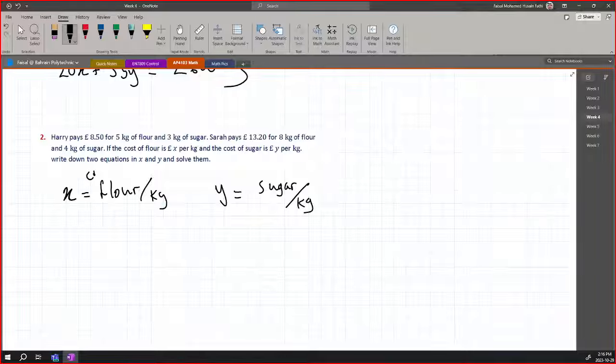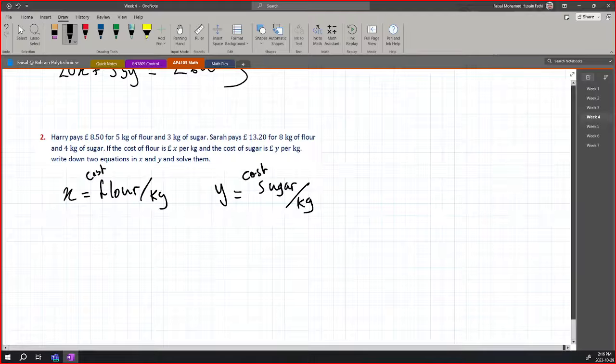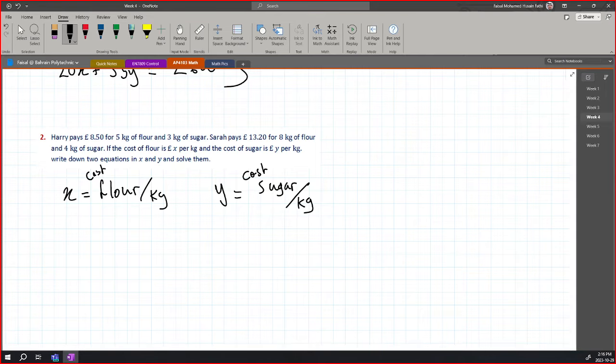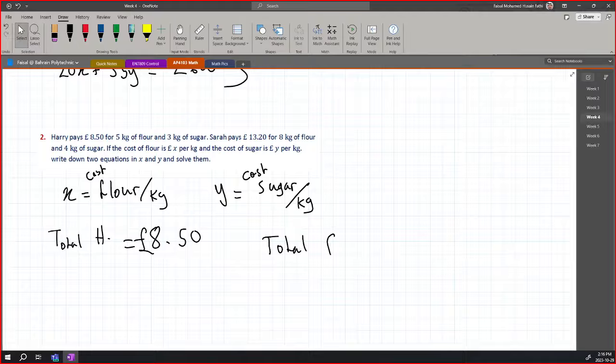Cost. Now we need to formulate two equations. Very straightforward. We have the total cost in each case. I will do the equation, then I will solve the one at the top, but let me finish this question. So we have the total cost for Harry. The total cost, we call it total Harry h, equals 8.50. This is for Harry. And the total for Sara, the final price, what was it? 13.20.